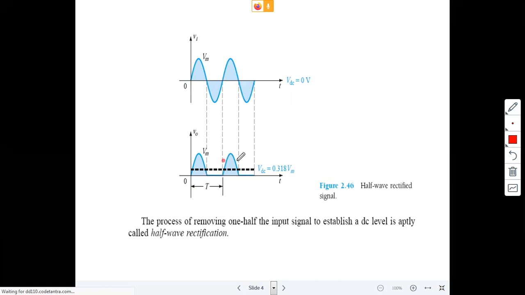For this waveform, we calculated the DC value. The main purpose of a rectifier circuit is to convert an analog signal or AC varying signal into pulsating DC, right? Here the amount of DC content available in the half-wave rectifier output is 0.318 Vm, where Vm is the peak voltage, right?